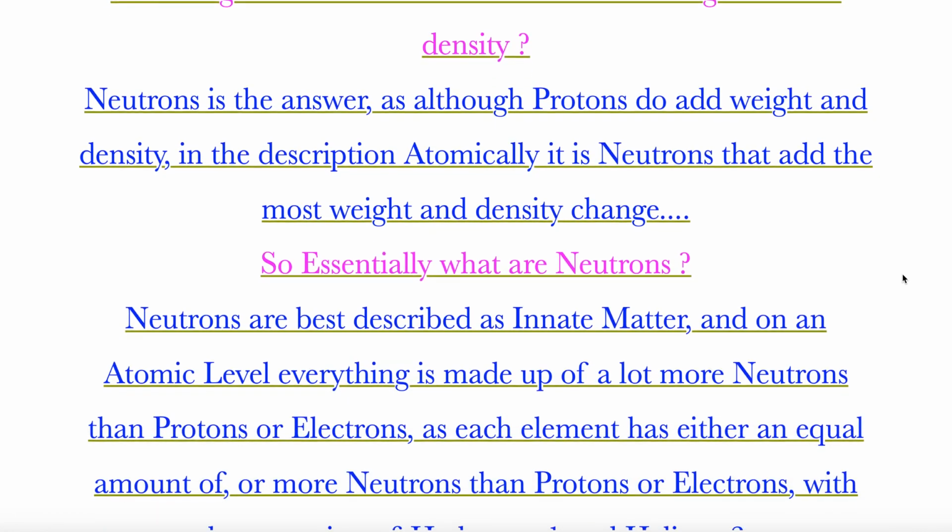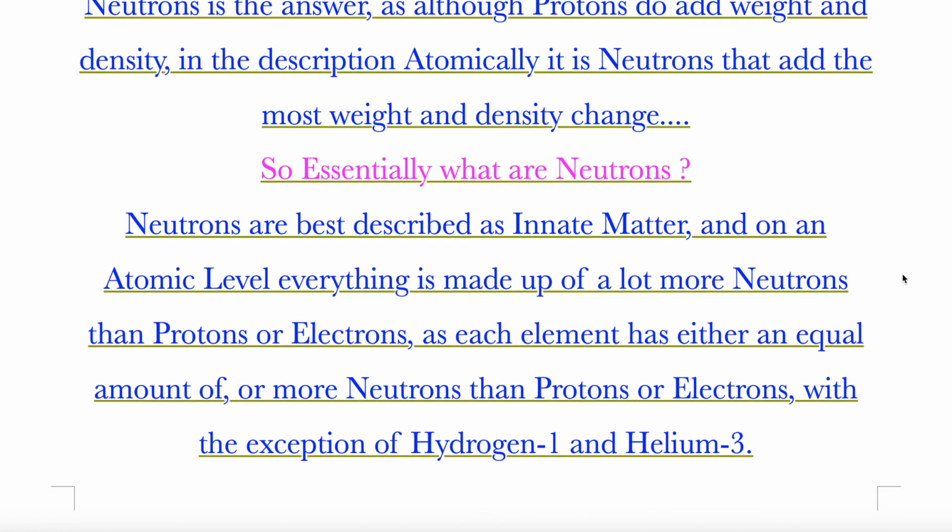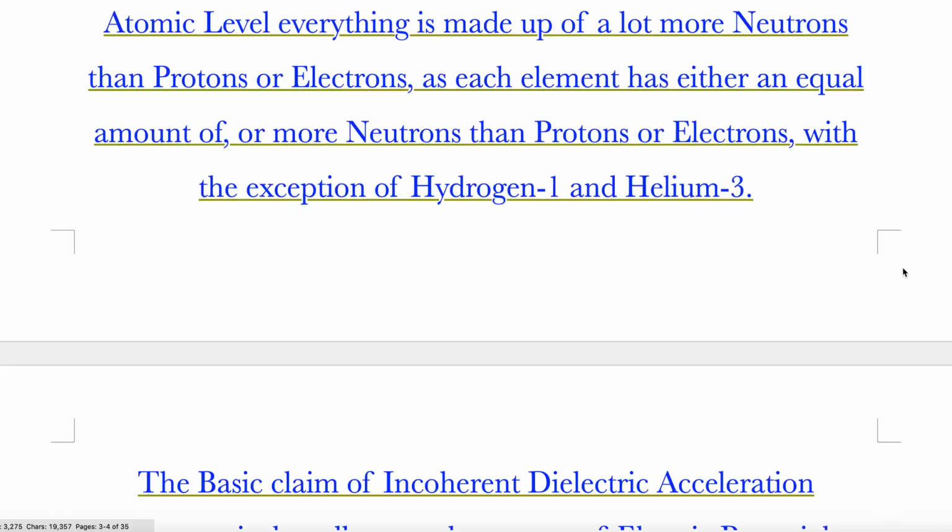So essentially, what are neutrons? Neutrons are best described as innate matter, and on an atomic level, everything is made up of a lot more neutrons than protons or electrons, as each element has either an equal amount of or more neutrons than protons or electrons, with the exception of hydrogen 1 and helium 3.